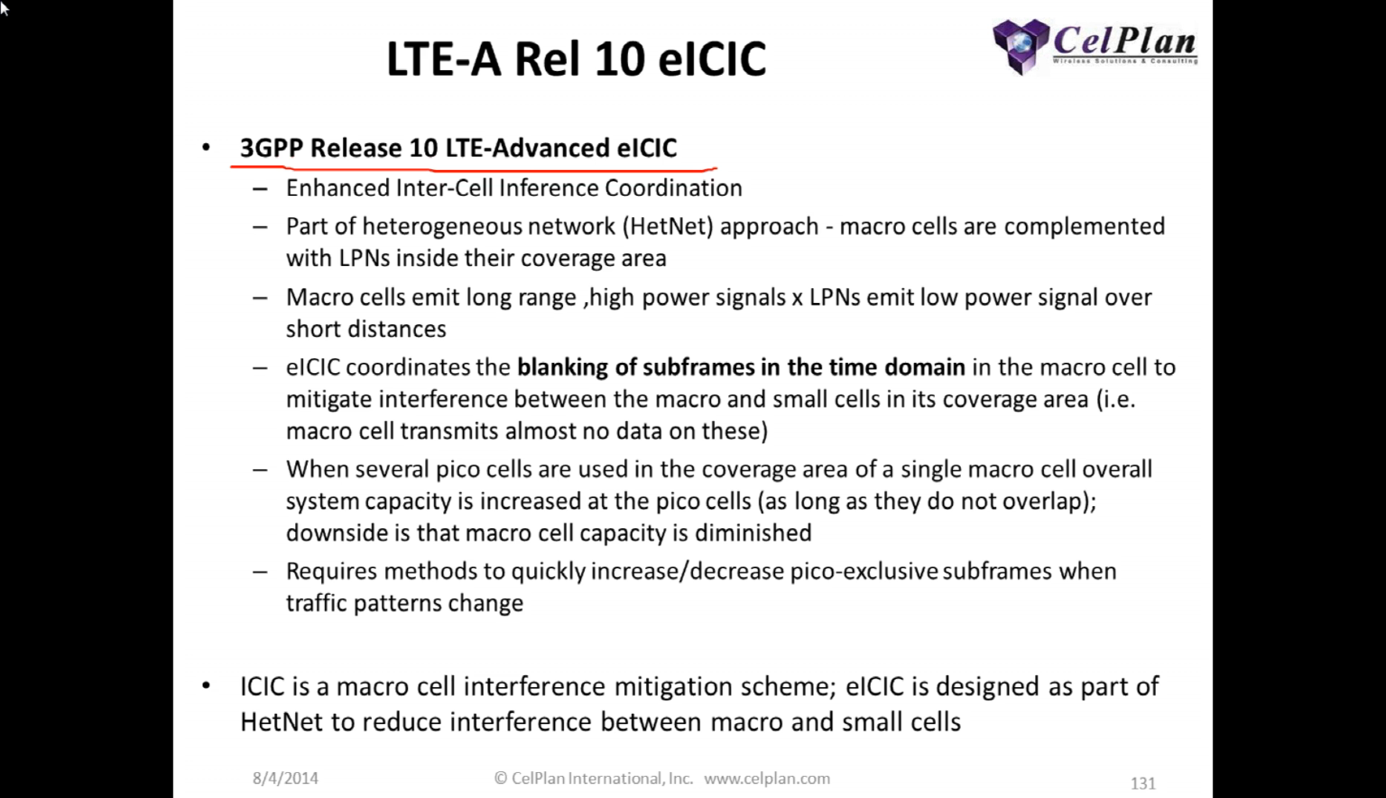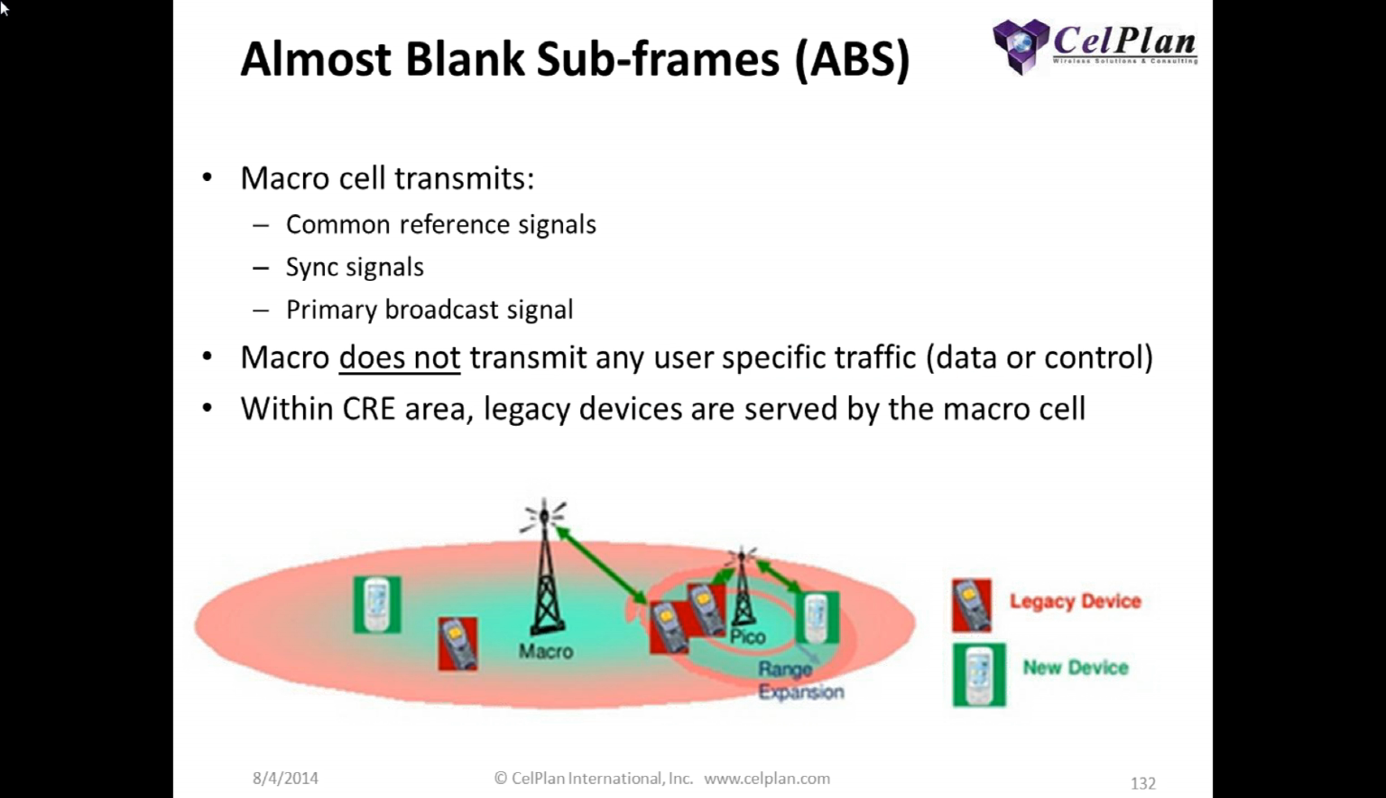Now it came with the advanced, enhanced ICIC, because the original was very, very limited, and basically it added the blanking of subframes in the time domain, because when you are using microcell or small cells inside a macro cell, interference is unavoidable. So the only way of solving this is for the macro cell to exclude some subframes, and then those subframes are used by the small cells, and that's what we call almost blank subframes.